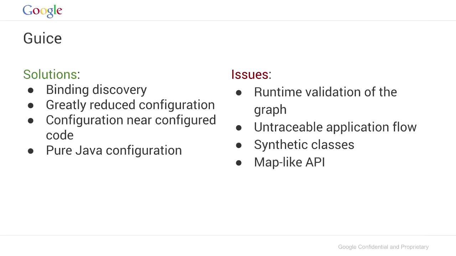can't think of an exception. Juice is almost certainly the most popular framework that we have in Google applications for Java. It's used virtually everywhere. I mean, hundreds and thousands of classes are being managed with Juice. But it had issues. The runtime validation of the graph, still a problem. Untraceable application flow, pile of Legos, still a problem. Synthetic classes that you can't inspect and have to go look at the Juice source code to even guess at what they might be doing, still a problem. And that map-like API.